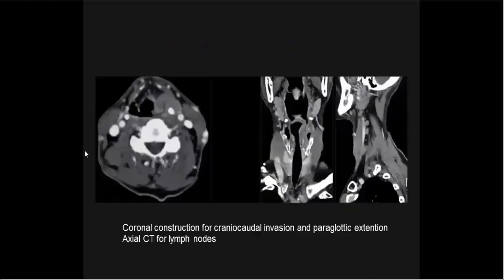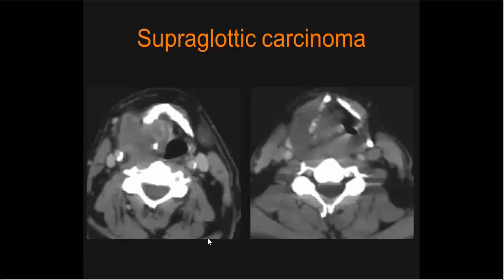Irregular soft tissue. Coronal reconstructions show craniocaudal invasion and paraglottic extension. As we see in axial CT, we do it for lymph nodes, and in coronal we do it for craniocaudal extension and paraglottic extension. This is supraglottic carcinoma, soft tissue thickening, irregular in shape, extended to obliterate the piriform sinus, and the paraglottic extension is seen in coronal reconstruction, and this is sagittal reconstruction.